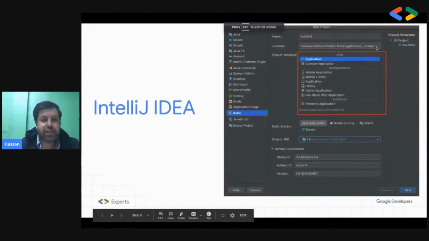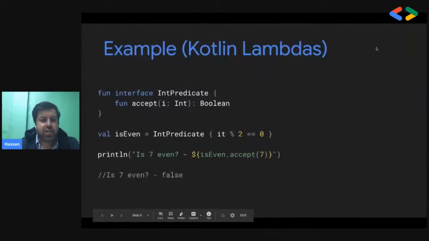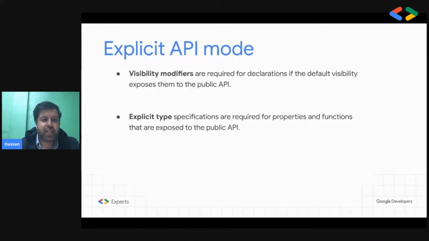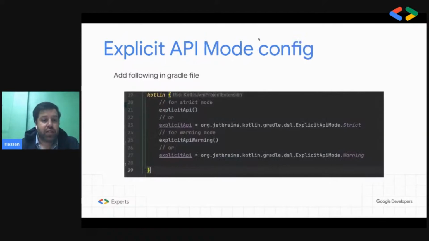The second language feature, which is very nice, is explicit API mode. Before, when you were creating some Kotlin API, you didn't know which were public APIs and which were private APIs. Now you get warnings, and there you can add those. This is also a nice feature. I think you have to add this explicit API setting in the Gradle file, and then you get those warnings.